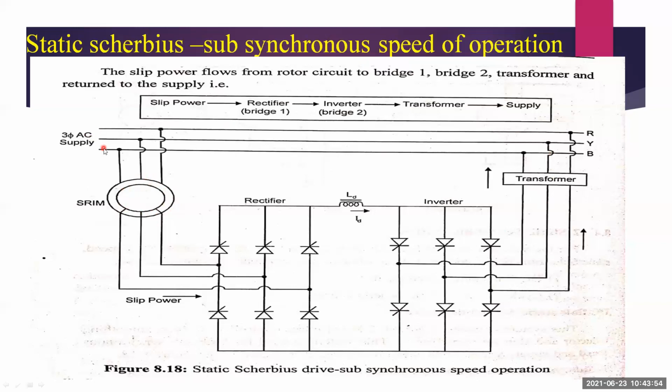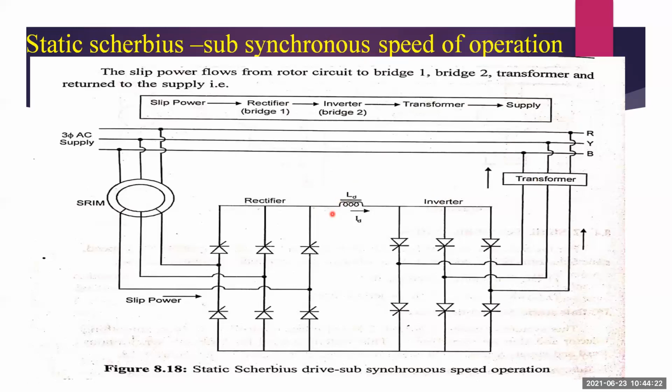This is the R-Y-B three-phase supply. This power is fed to the stator of the slip ring induction motor, and the slip power is collected from the rotor circuit and fed back to the AC supply. This is the DC link. So this is the static Scherbius drive, subsynchronous speed of operation.